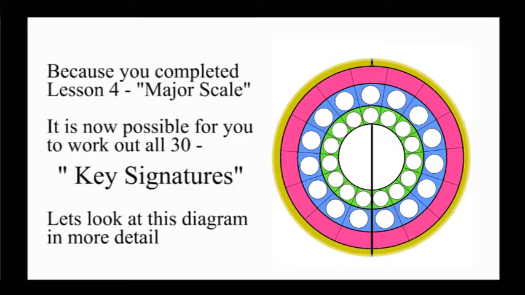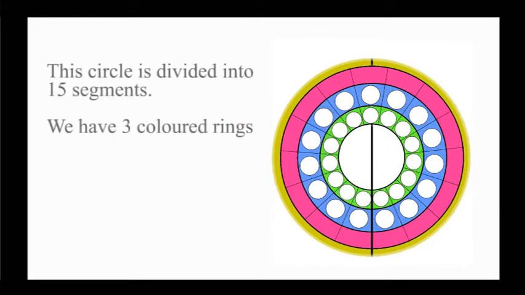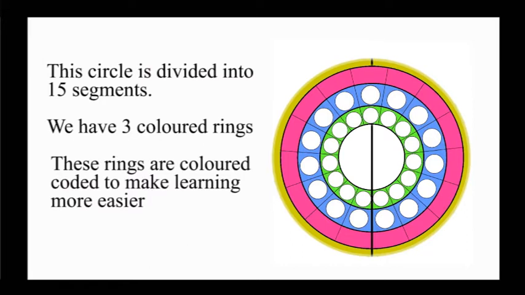Because you completed Lesson 4, the major scale, it is now possible for you to work out all 30 key signatures. Let's look at this diagram in more detail. This circle is divided into 15 segments. We have 3 coloured rings. These rings are colour coded to make learning easier.